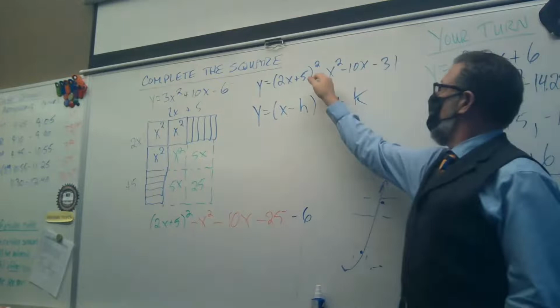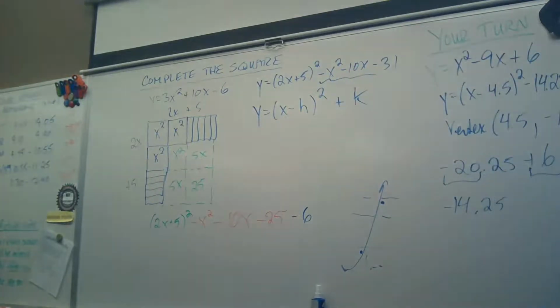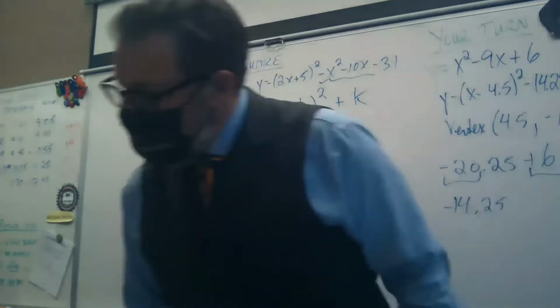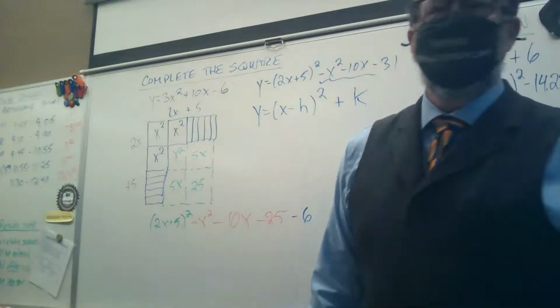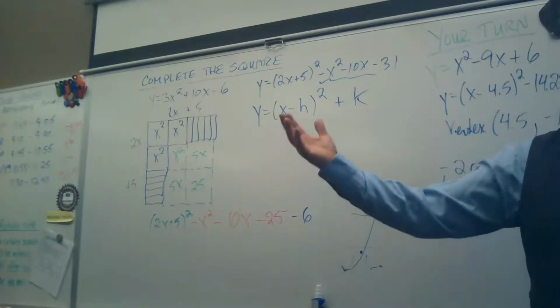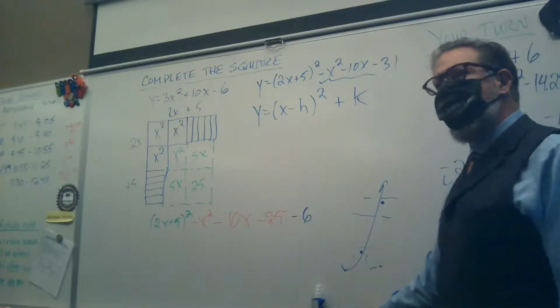Hey, guess what? It's not in vertex form. There's all these extra x squareds and x's floating around. It's useless. There's nothing I can do with that. Even though, hey, guess what? It's another way to write the original equation, but it doesn't tell me anything. So I just wasted how long? 3 minutes to write a new equation that didn't tell me anything. Why bother? 3 minutes I never get back.